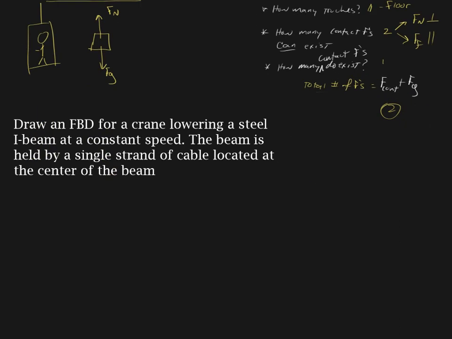So now we want to draw an FBD for a crane which is lowering a steel I-beam at a constant speed, and the beam is held by a single strand of cable which is located at the center of the beam. As a picture, this is what I'm talking about. We have an I-beam right here, and there's one strand of cable located at the center of the beam so that it's balanced. Take a moment now and draw the FBD.